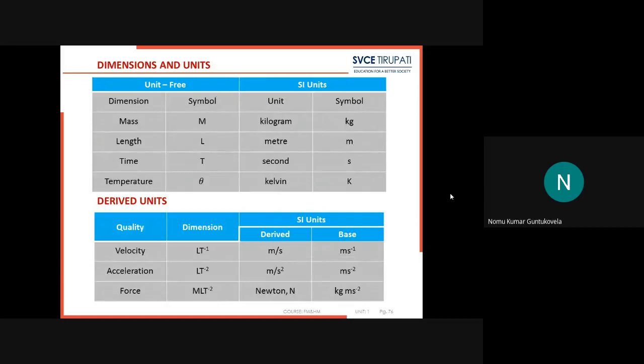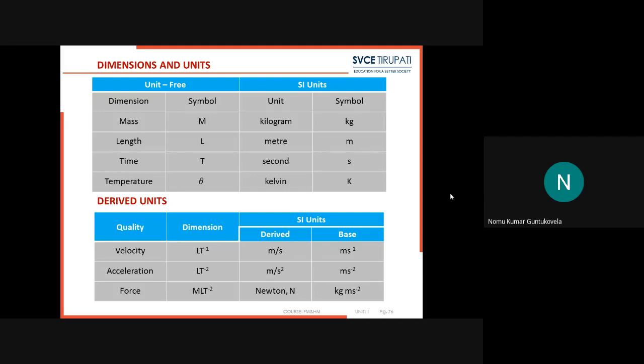So these are the dimensions of the units. Dimensions we have are mass, length, time, and temperature, and the symbols are M, L, T, theta. For mass it is M, for length it is L, for time it is T, for temperature it is theta. The units are kilograms, meter, second, and kelvins. Here we have the derived units: velocity, acceleration, and force. Velocity is L T power minus 1, acceleration is L T power minus 2, and force is M L T minus 2.